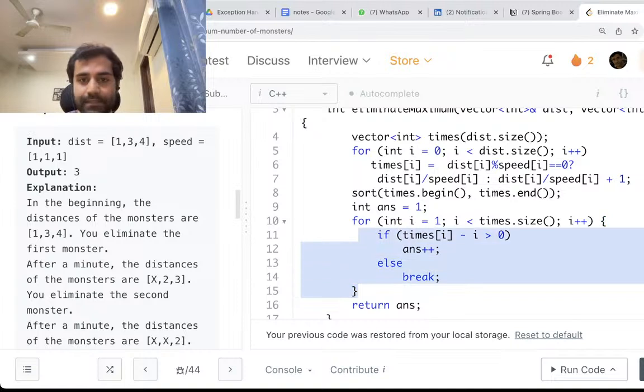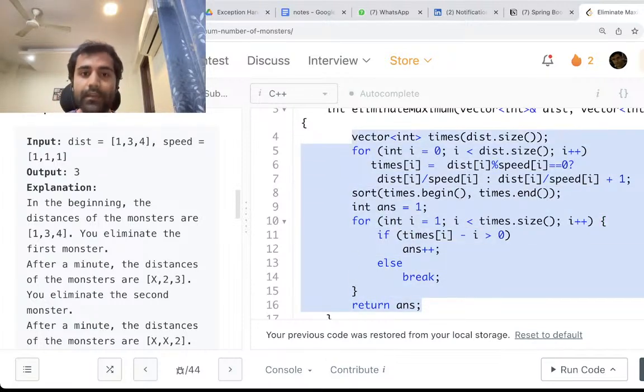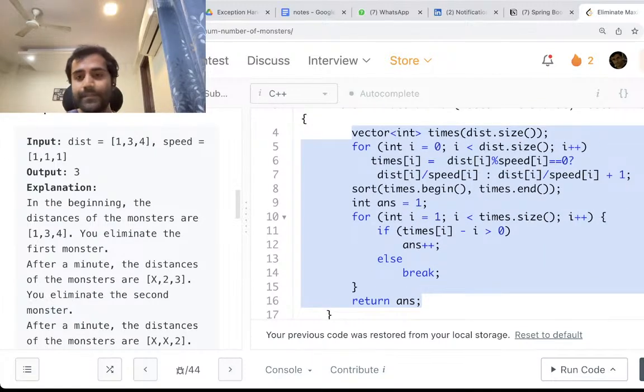So this was, I would say, the most important thing: to sort on the basis of times, and then this part was just a small one. It's a long code. Okay, cool. Yeah, so what is the time complexity? What is the time complexity of this particular algorithm?